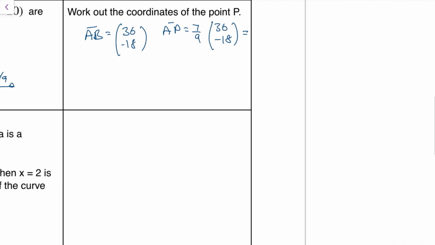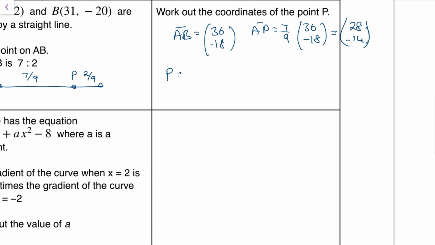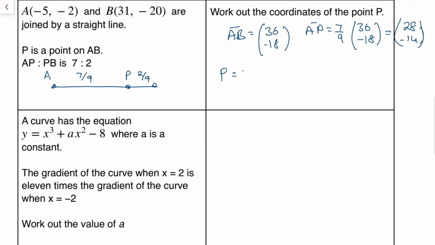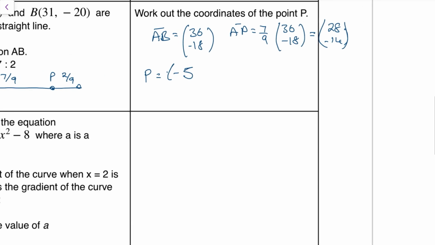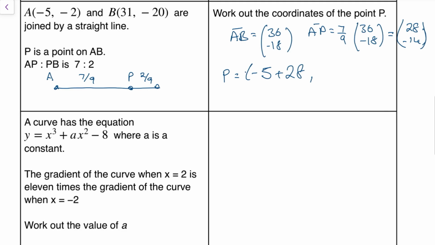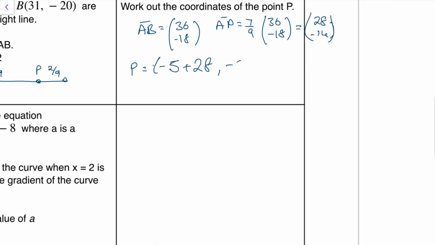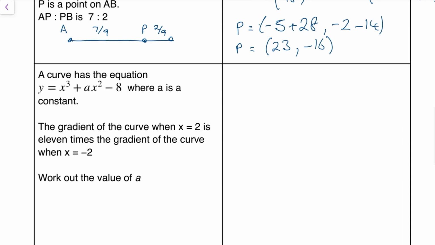Now, let's do this carefully. So 36 divided by 9 is 4, times 7 is 28. And -18 divided by 9 is -2, times 7 is -14. That is the vector to get from A to P. So therefore my coordinate of P is going to be the coordinate of A, which is -5, plus the 28 to get to the x value, and then -2 from here, and then minus another 14, which gives me my final answer that P is equal to, well, 28 minus 5 is 23, and -2 minus 14 is -16, and that is my final answer.